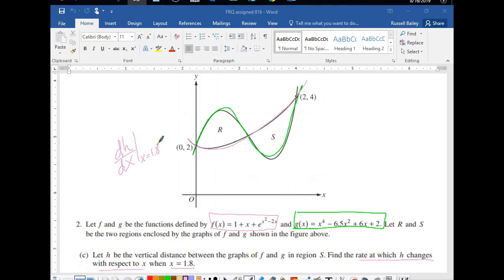Okay, so the first thing that should make you wonder here is, well, where the heck is h? They don't give me an h function, so how can I find the derivative of it so I can plug in 1.8? That's the part that you guys need help with, and that's what this video is for. I'm going to show you where you can get the h function from.